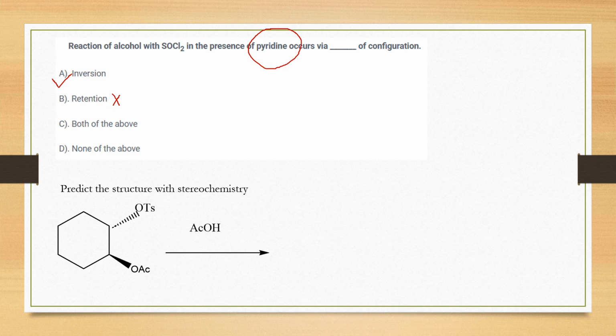Next, predict the structure with stereochemistry. This OTS is the tosyl group. The tosyl group itself has a benzene ring and it is having sulfur. Since it has this benzene ring, it can participate in a neighboring group participation reaction. So we have S double bond O, S double bond O, and a chlorine which usually gets replaced by any alkyl group, be it R, and we have a methyl group CH3. This is the tosyl group.